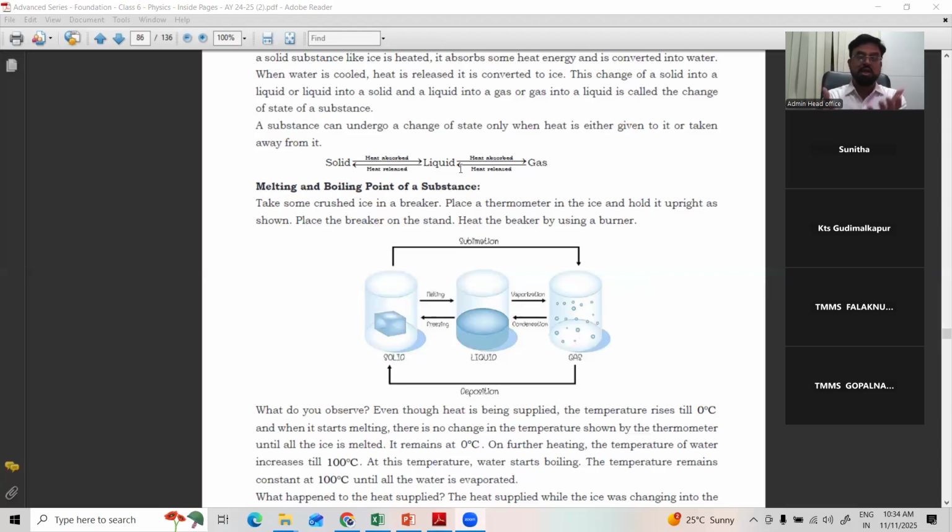When you boil water in a vessel and keep a cap on it, the vapors strike the cap and come back again as water. That is called condensation, converting vapor into liquid. And again, liquid into solid is freezing. We keep it in the refrigerator.